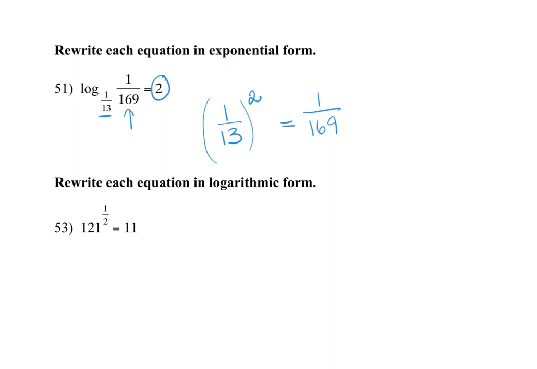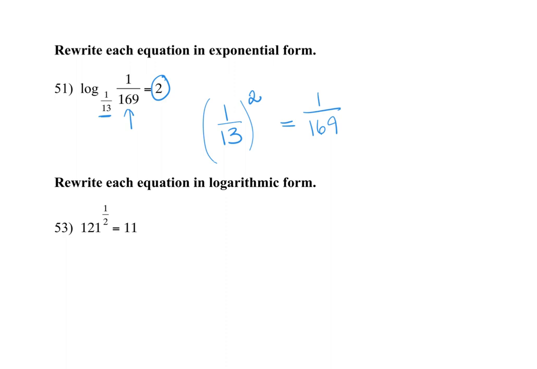You can see if this is true. Does 1 over 13 equal 1 over 169 when you square it? Well, yes, 1 squared is 1, 13 squared is 169. So 1/13 squared is 1 over 169. This should make logical sense when you rewrite it, okay?